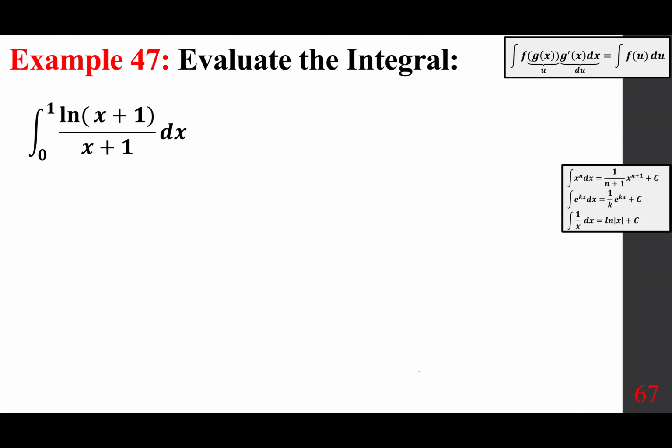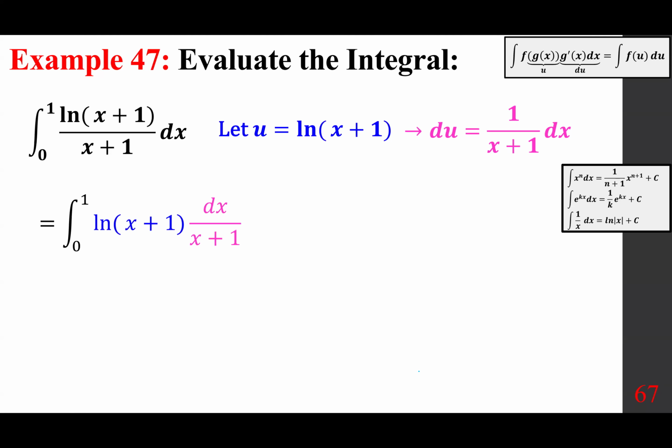The integral from 0 to 1 of ln of x plus 1 over x plus 1 dx. As was mentioned, when natural log is involved, that is the choice of u. Its derivative is 1 over x plus 1, therefore du is 1 over x plus 1 dx. We are going to rewrite this so it becomes clear that we are dealing with u du.